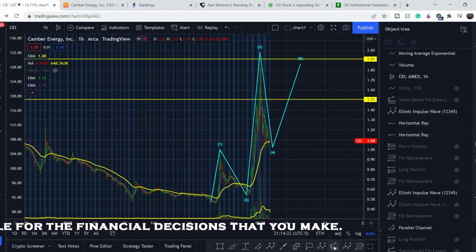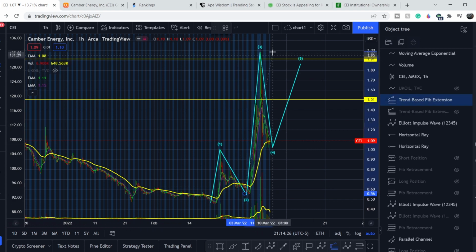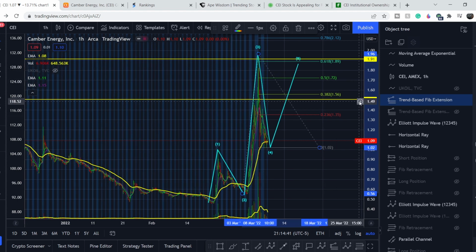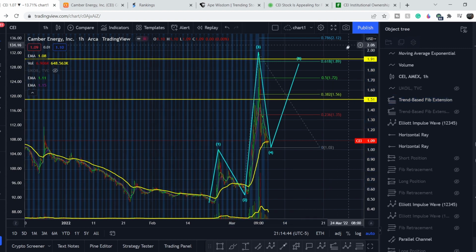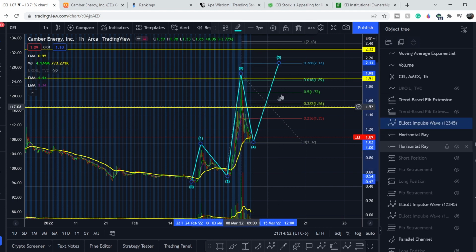To project these targets, I have to pull the Fibonacci extension tool from the bottom of the third wave to the top of the third wave and to the bottom of the retracement. And as long as this is our lowest point and we won't break this range of roughly $1, definitely our major target will be at the price point of roughly $2.12 right here. It is the 0.786 Fibonacci extension level, the most probable level of extension in the fifth wave compared to the third one.